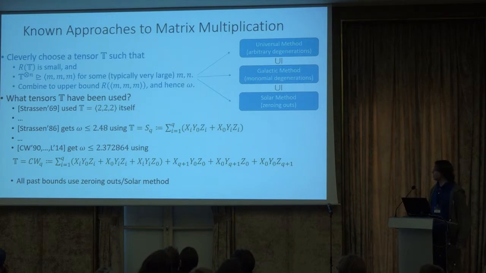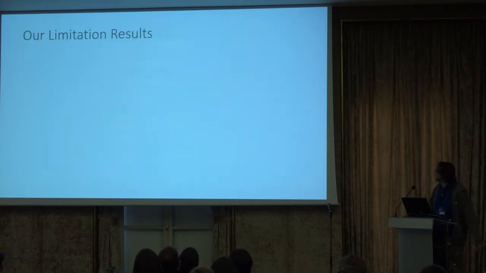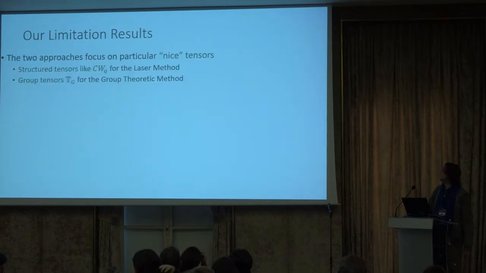But one thing that's really interesting is all these approaches that we know actually just use zeroing outs, or the Schönhage method, to find the embedding of matrix mult into your tensor. So in other words, the picture really does look like this: the laser method and the group theoretic method are just certain ways to find zeroing outs, and they might not even be the best ways to find zeroing outs. So with this in mind, I can more precisely say what our limitation results are.